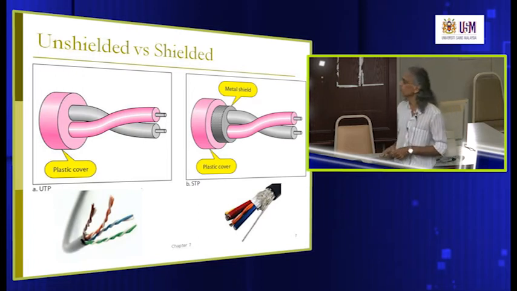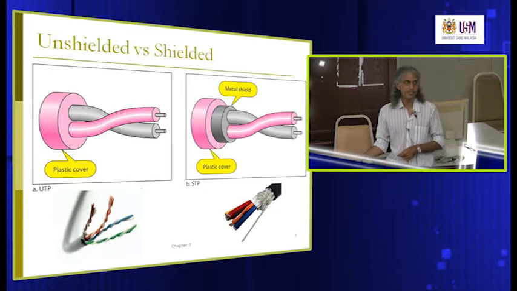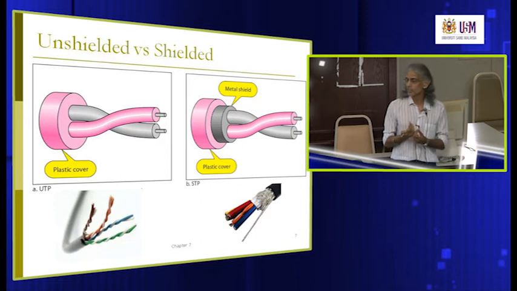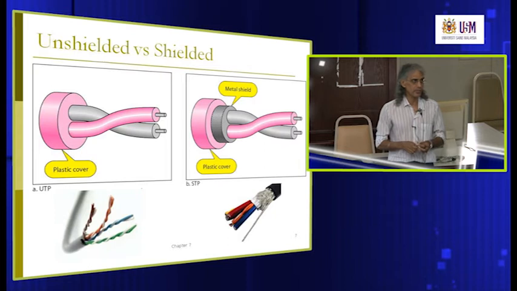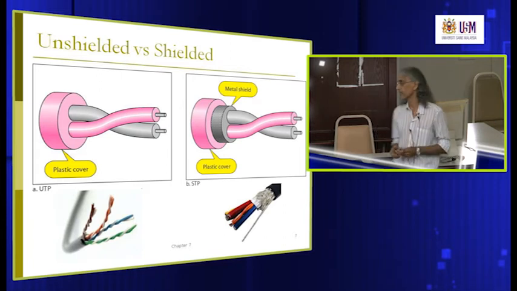Right? But most of the time, we normally use UTP, right? So this particular cable on the floor here is basically a UTP, right? So most of the networks, local area networks, use UTP because it's cheap and simple to use. Shielded we only use in particular situations where we think there is extra external interference which is quite high. Normally, we don't need it, right?